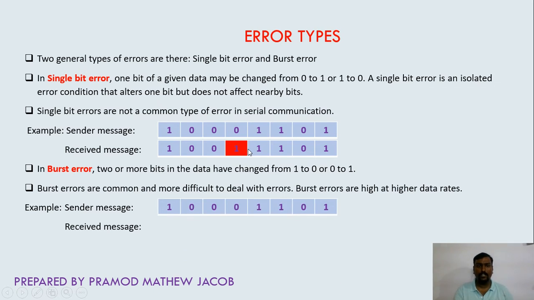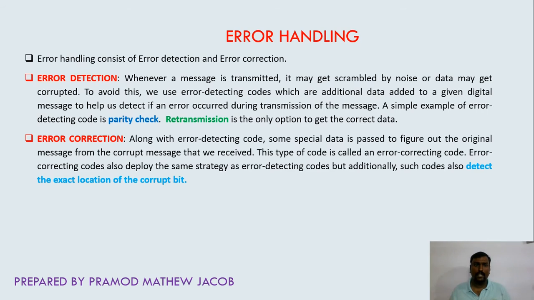In case of burst error, two or more bits get corrupted from 1 to 0 or 0 to 1. See the example. Here the message is 10001101 and at the receiver side it is received as 00011100. So 3 bits are corrupted here. If two or more bits are changed, then it is called a burst error. Burst errors are high at higher data rates. So if we are transmitting data at a higher data rate, that is higher speed, then burst errors are high. Next, let's learn the various error handling mechanisms.